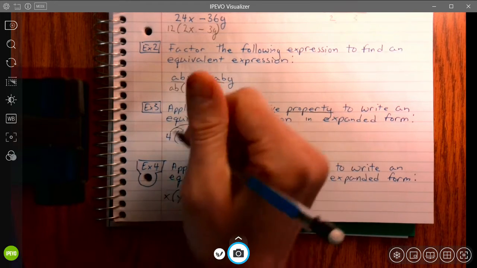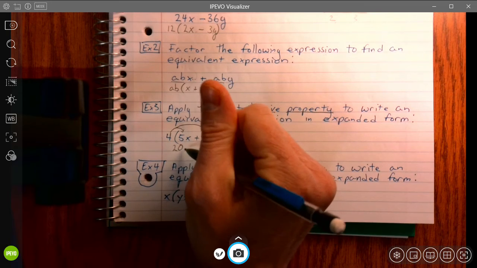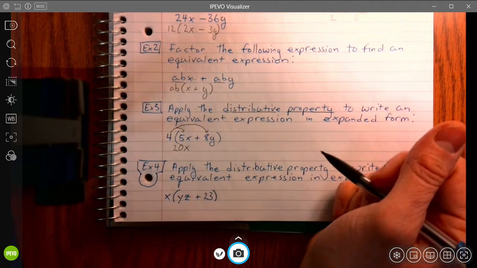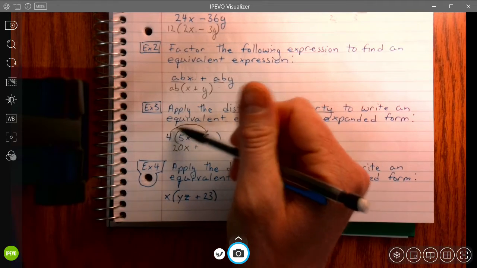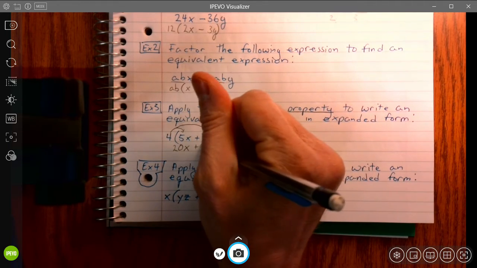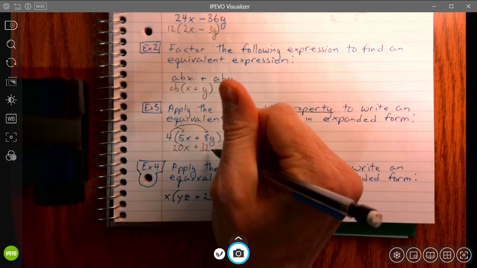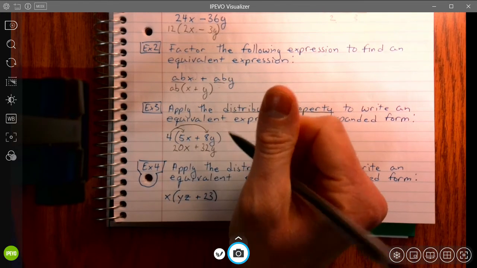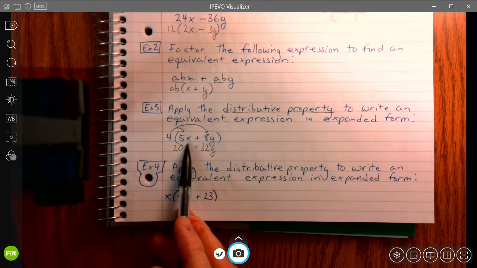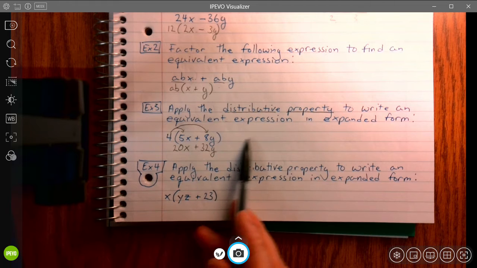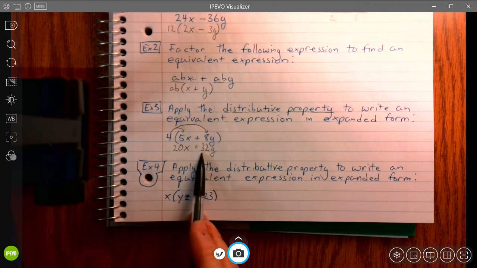Okay, remember the parentheses signify multiplication, so we're going to ask ourselves, what is 4 times 5x? Well, 4 times 5 is 20, and we just keep the x. Okay, the addition sign stays the same. What's 4 times 8? 4 times 8 is 32. And that y, we're just going to keep that y. Okay? So we could write the expression 4 times 5x plus 8y. If we're going to write that in expanded form, it would be 20x plus 32y.